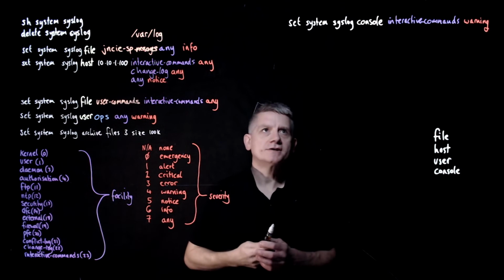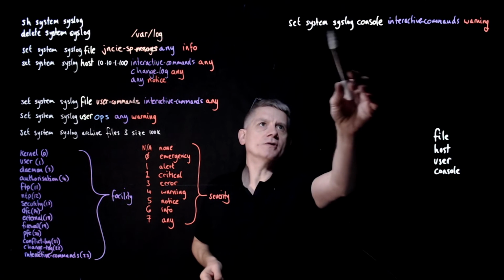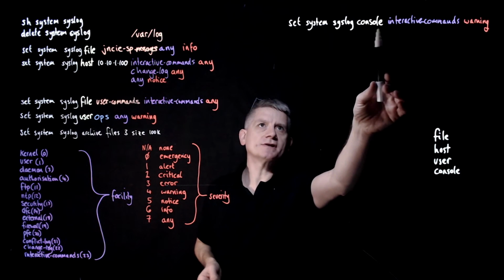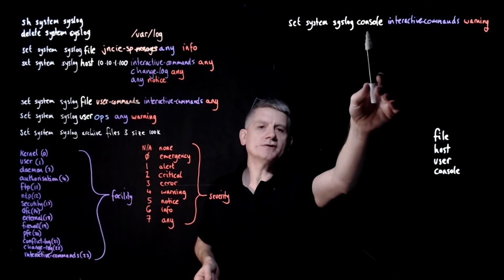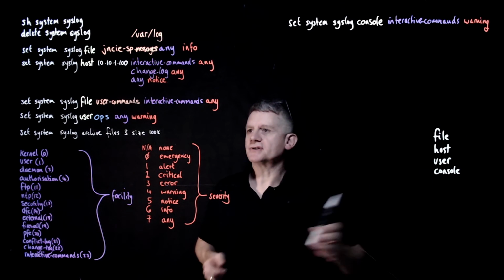Okay then. So the only other thing to note is that although not in our example, you can actually send them to the chassis console as well. Set system syslog console, that's the chassis console. So you can send it to file, host, user, console.